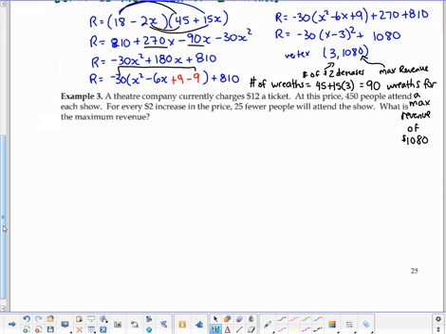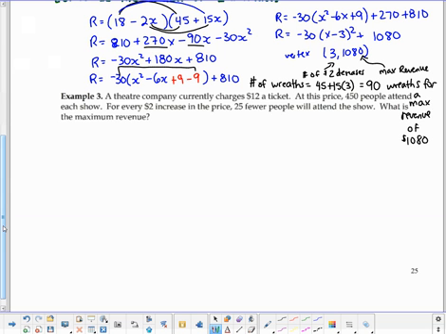Okay. Revenue, fun. So I'd like you to try and set up the next problem. Same idea. A theater company charges $12 a ticket. At this price, 450 people attend. They estimate that for every $2 increase in price, they'll get 25 fewer people. What is the maximum revenue?